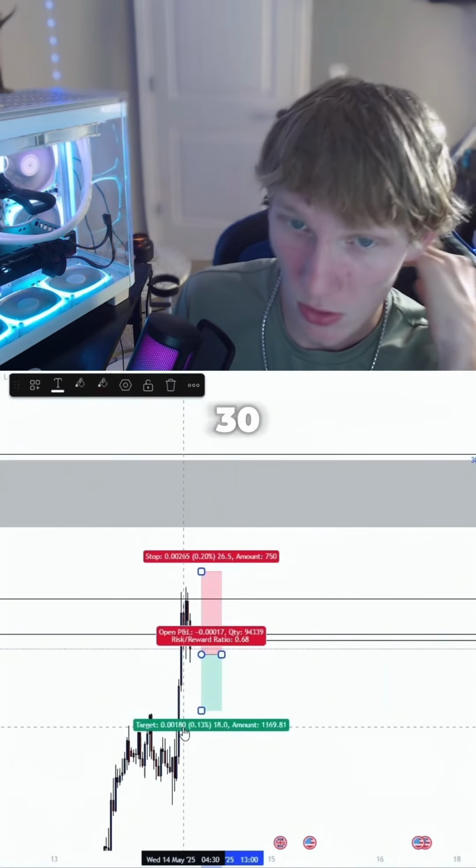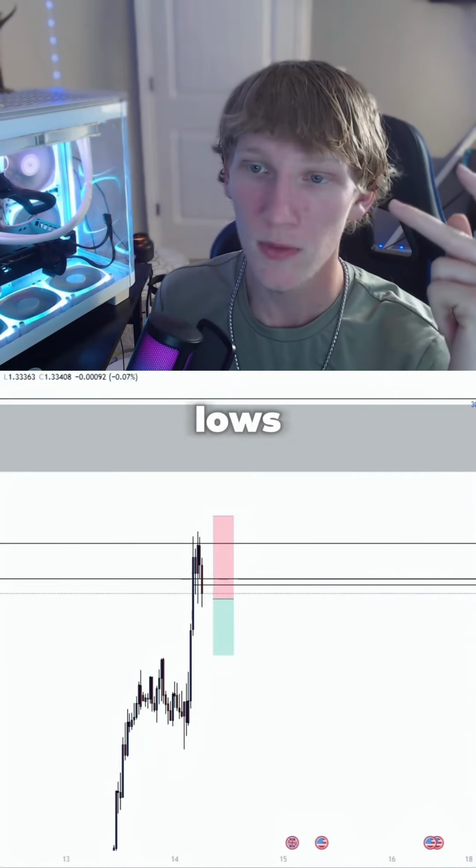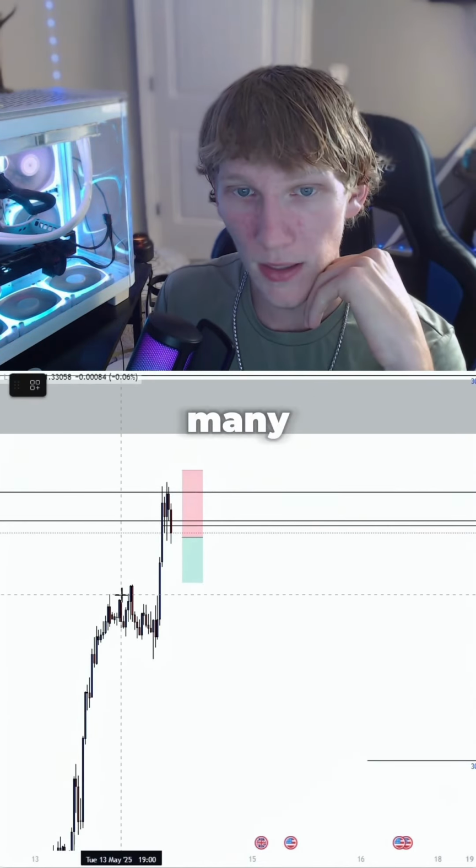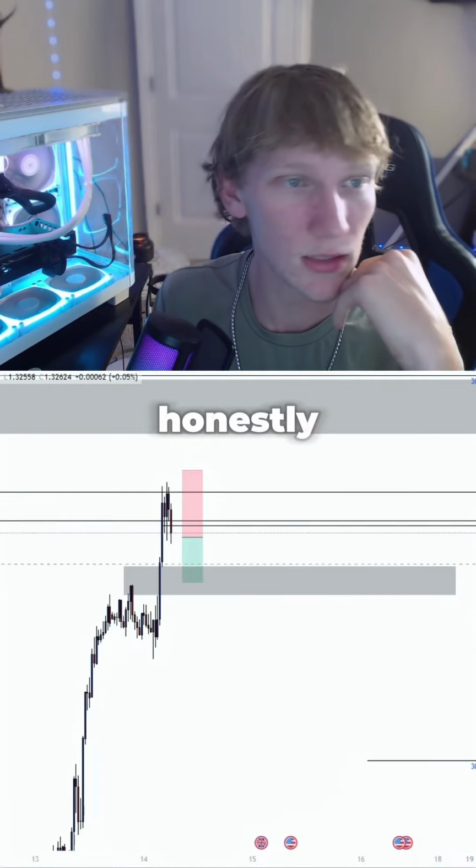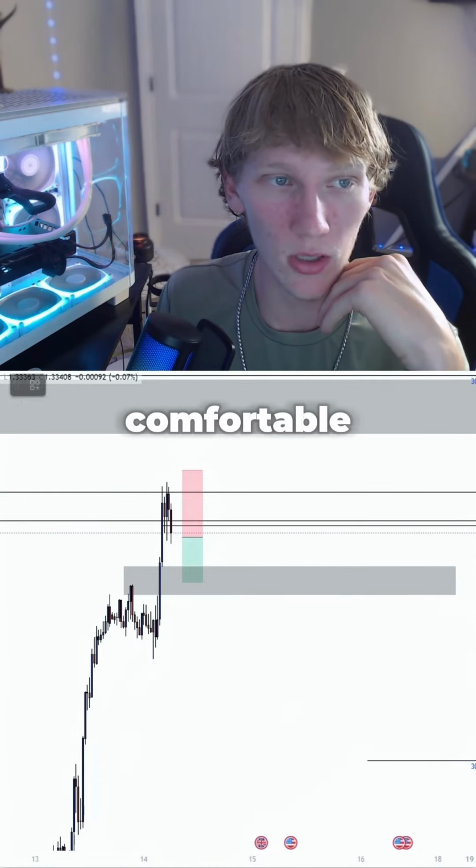Now we're going to go back to the 30-minute. We're going to look for fair value gaps, lows, areas of liquidity to the downside. Many things you can really target. Honestly, just target whatever you're comfortable with.